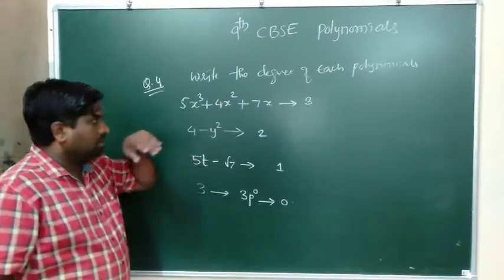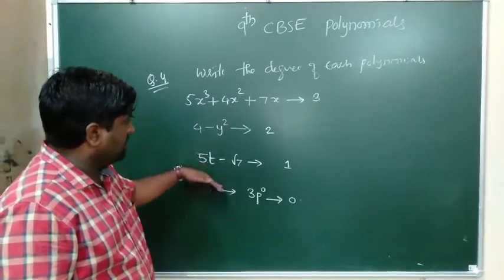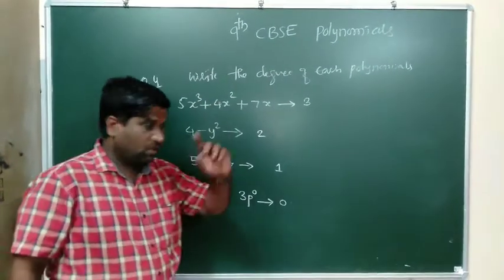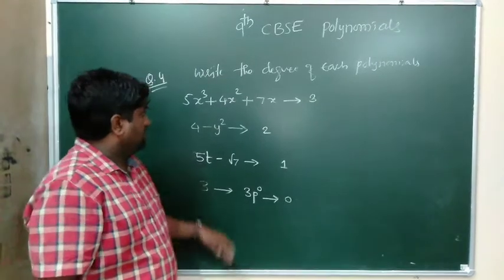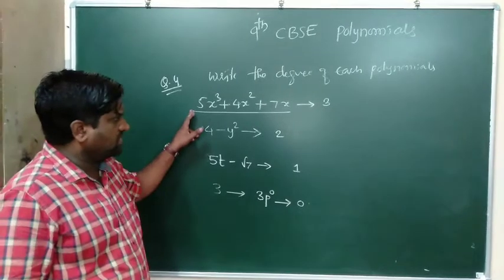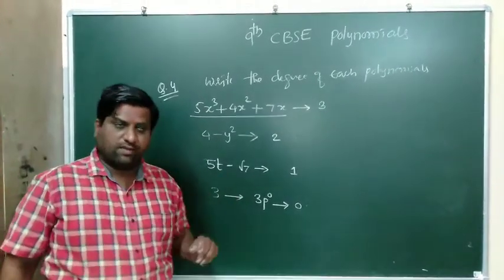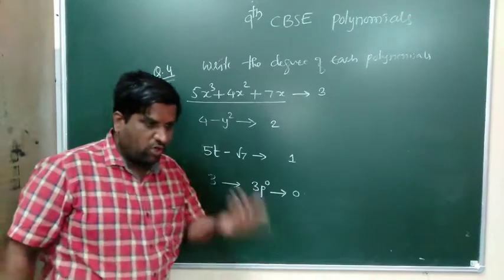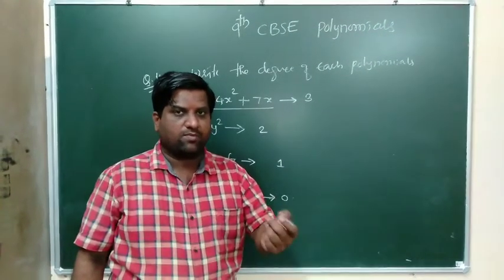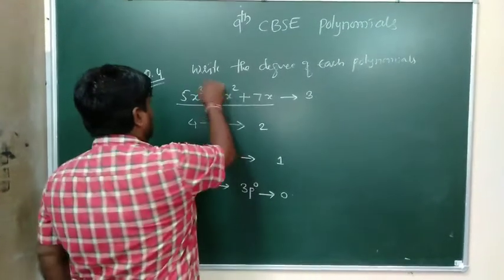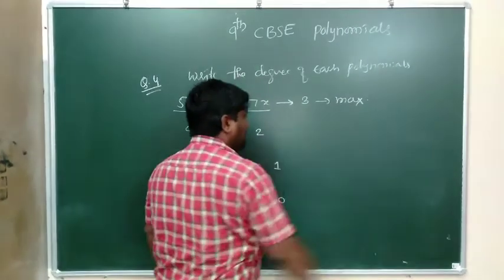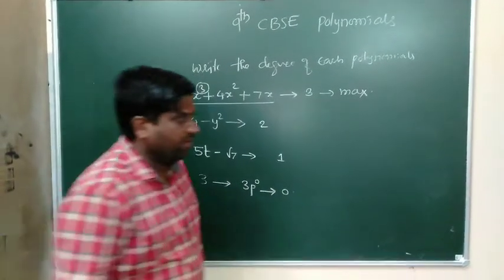See, in question number 4, what is here? He has given 4 polynomial expressions. So you have to write the degree of each polynomial in each case. If you observe this first expression, it contains only one variable, and the degree of the polynomial is nothing but the maximum index, the maximum power of that variable. So in this case, the maximum power is 3. All you have to write is the maximum power of the variable of the polynomial.